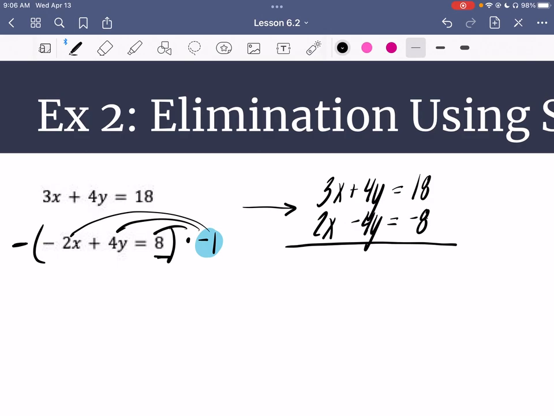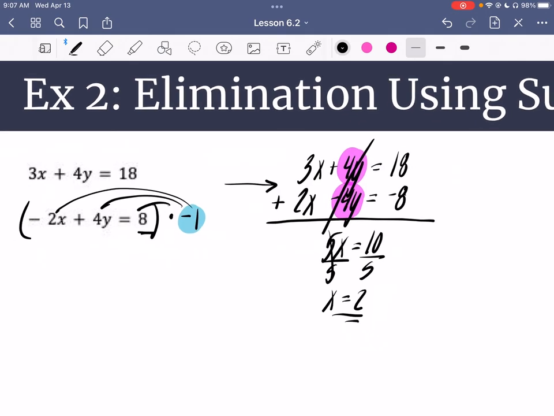I think it just makes it a little bit easier to distribute it first, and then you can still add down, and then you're going to see, okay, now I have a positive 4y and a negative 4y, and that's going to eliminate. So when I add these, I get 5x equals 10, divide by 5, I get x equals 2. So that's my x value.